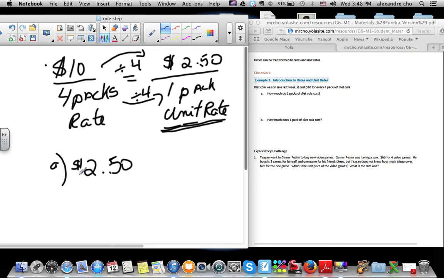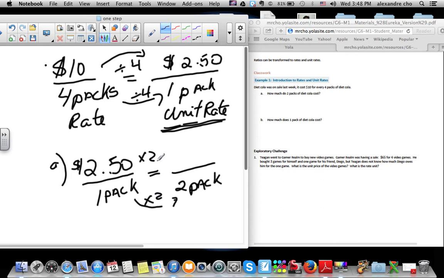So here's $2.50 for 1 pack, and you want to find how much 2 packs is. Well, you're going to set up a proportion. And like I said, this was easy enough that you can just do it mentally, but if you were to do it like this, from 1 pack to 2 packs, the growth was times 2, and the top has to be times 2, giving you a total of $5 per 2 packs. So I did this backwards. I ended up finding the unit rate first, and then I found what 2 packs would cost. Okay, so that was the top 2 questions.